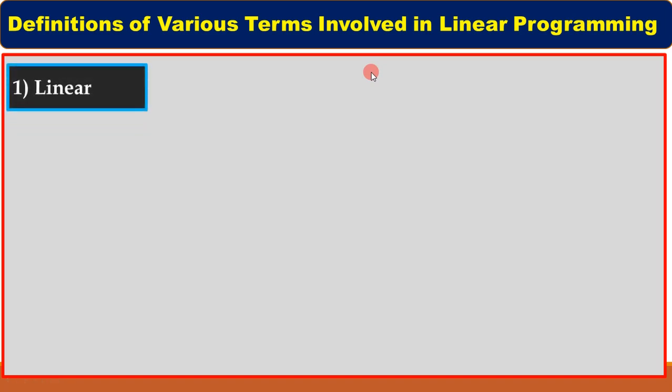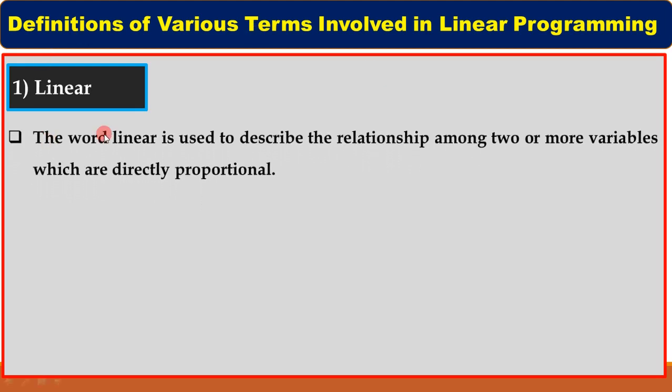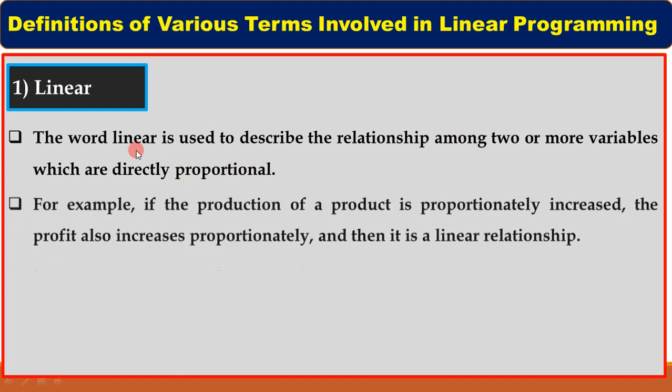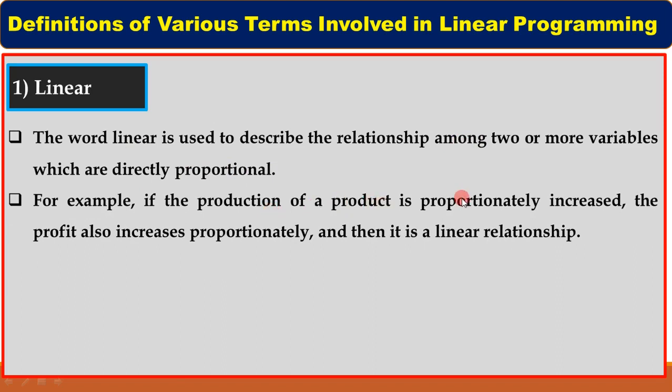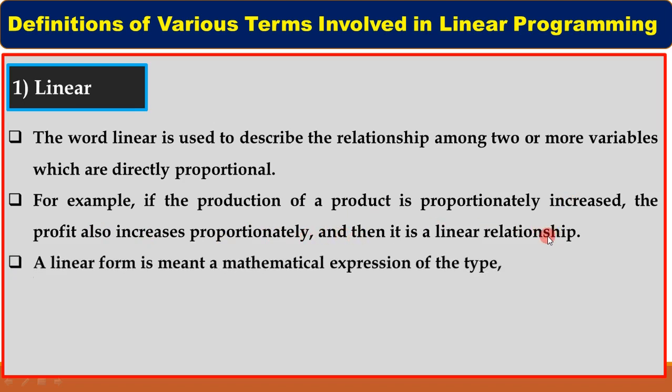Let us consider the first term, that is linear. The word linear is used to describe the relationship among two or more variables which are directly proportional. So if two or more variables are directly proportional, we can say that it is a linear term. For example, if the production of the product is proportionally increased, the profit will also increase proportionally, and then it is a linear relationship. But in our linear programming case, this linear term indicates the mathematical expression type. That is, the equations that we are going to use will be linear equations.